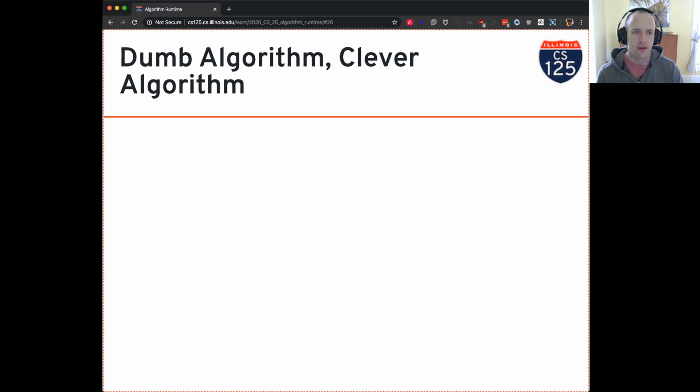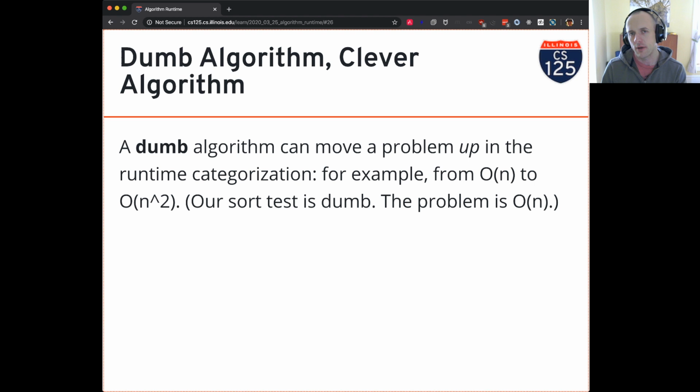dumb algorithms, right? If you end up implementing a dumb algorithm for a problem, you bring it up in the category, right? So essentially, you might take a problem that really can be solved using an O(n) algorithm and implement an O(n squared) solution. And you just saw an example of that because our test to see whether or not an array is sorted is dumb. The problem is actually solvable quite easily in O(n). But we implemented an O(n squared) algorithm, right? And so we're sacrificing a lot of performance because we were dumb, right?